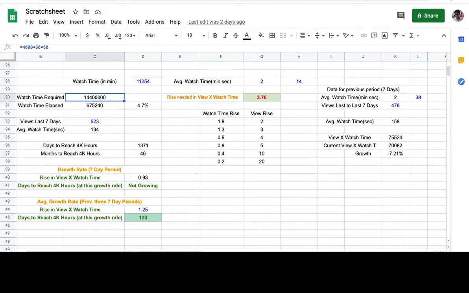Now the idea here is these numbers are calculated on their own. Watch time required is 4000 watch hours, which I've converted to seconds. This is my goal completion as of now, which is 4.7%.